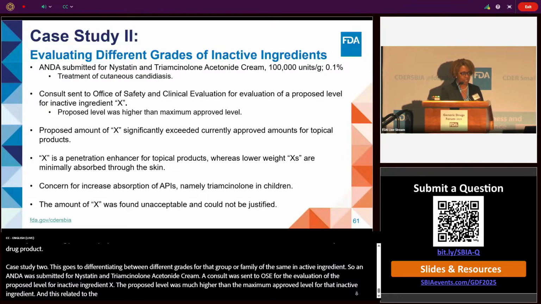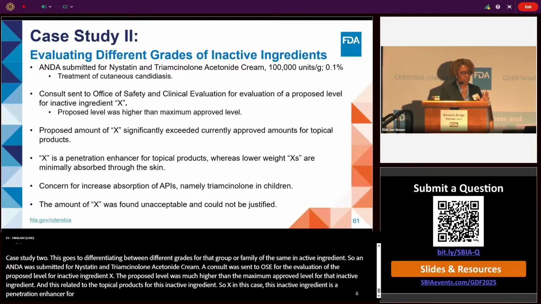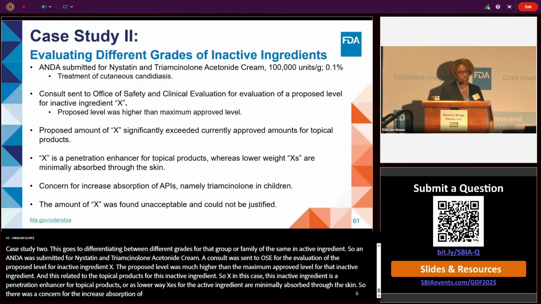So X, in this case, this inactive ingredient, is a penetration enhancer for topical products. And whereas lower weight X's for this inactive ingredient are actually minimally absorbed through the skin. So there was a concern for the increased absorption of APIs due to this inactive ingredient X, namely for triamcinolone in children. So at this time for this particular drug product, we found that the amount of X was unacceptable and could not be justified at the time.